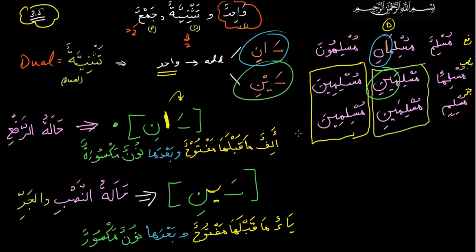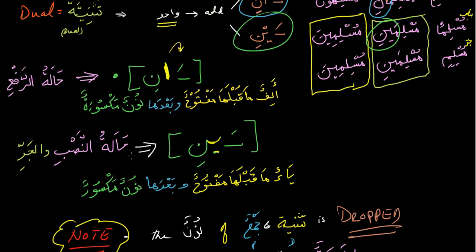So that's easy enough. In halat rafa, it's ani for dual, which is alif ma qablaha maftuhun wa ba'daha nun maksurun: alif, before it is a fatha, and after it is a nun with a kasra. And in halat nasab and jar, it is aini, which is ya'un ma qablaha maftuhun wa ba'daha nun maksurun.